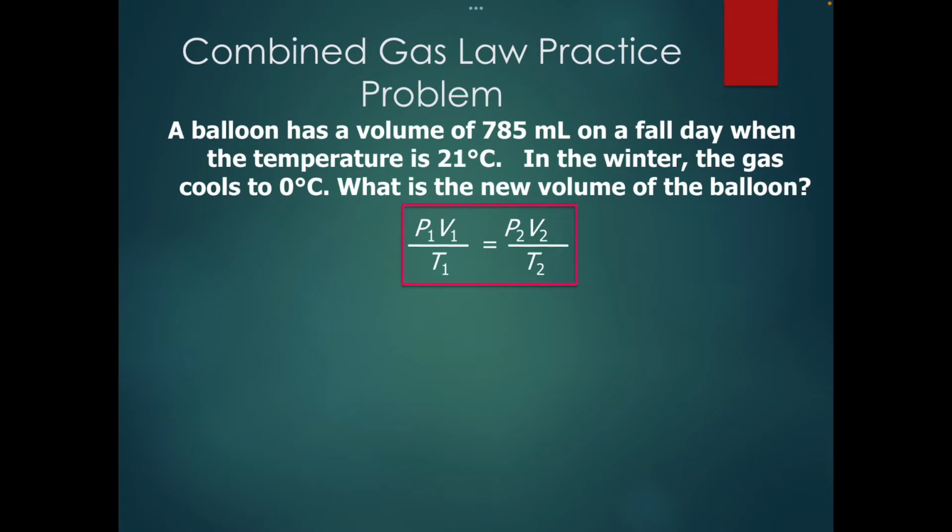Let's go ahead and give you some practice. This one says a balloon has a volume of 785 milliliters on a fall day when the temperature is 21 degrees Celsius. In the winter, the gas cools to 0 degrees Celsius. What's the new volume of the balloon?